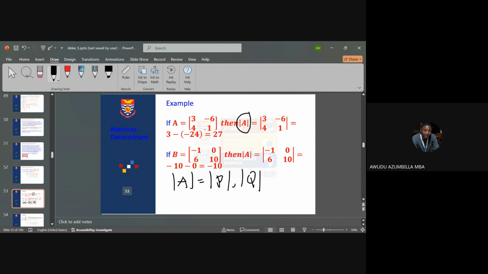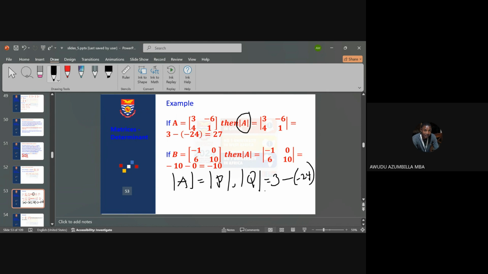So if you look at this, the determinant is equal to, we are multiplying 3 by 1. 3 by 1 is going to give you 3. And you subtract from it the product of the off diagonal. So we multiply 4 by 6. 4 by 6 is going to give you minus 24.